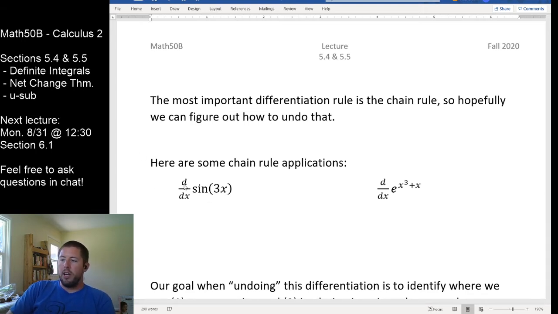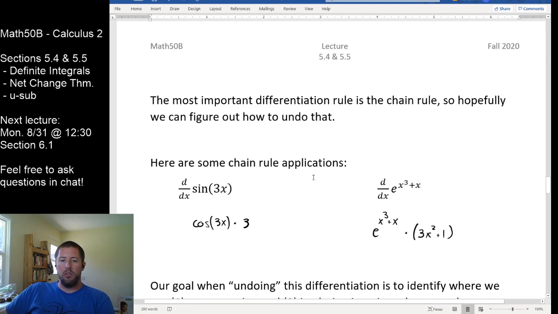So hopefully we can figure out how to undo the chain rule, since it's the differentiation rule that comes up the most often. Here are some basic chain rule things that I do on day one of chain rule with my students. We have our outside function of sine. When I take my derivative, the outside function's derivative gives cosine. We leave the inside function alone and multiply by the derivative of the inside function, which is just 3. Similarly over here, the outside function is the exponentiation, and I know that the derivative of any exponent base e gives me back the exact same thing. But since there is an inside function here, we need to multiply by the derivative of that inside function to accumulate its rate of change as well. So, some basic chain rule applications.